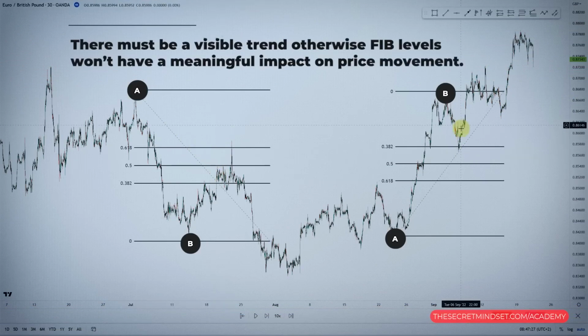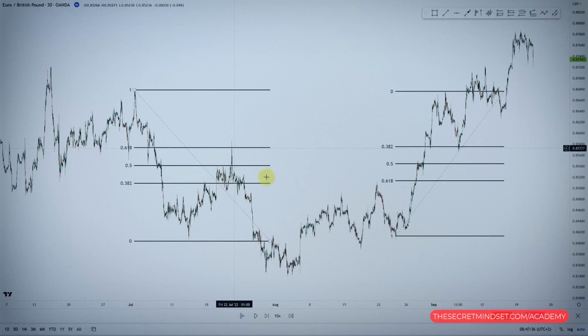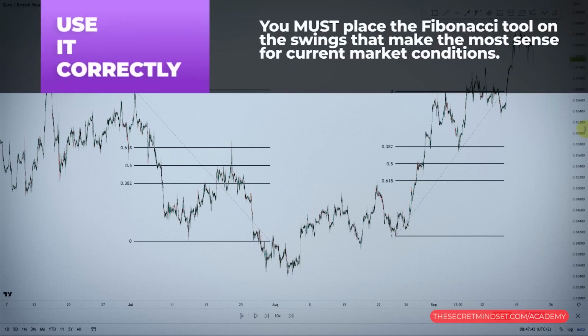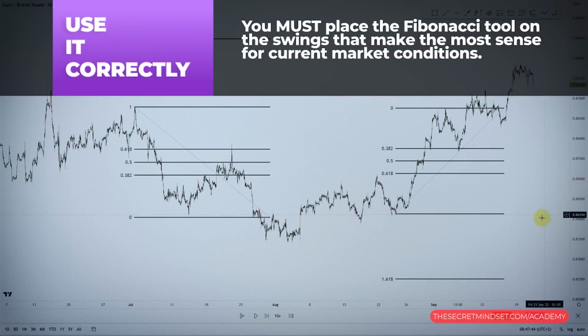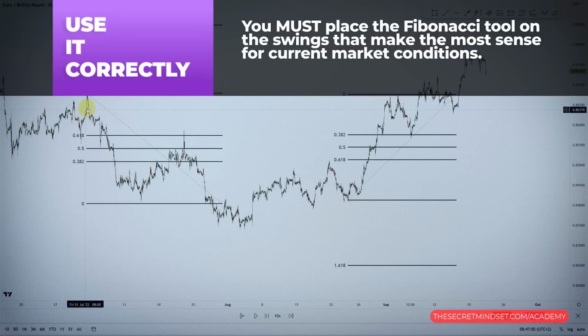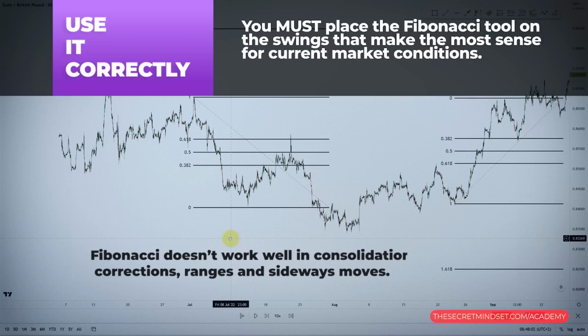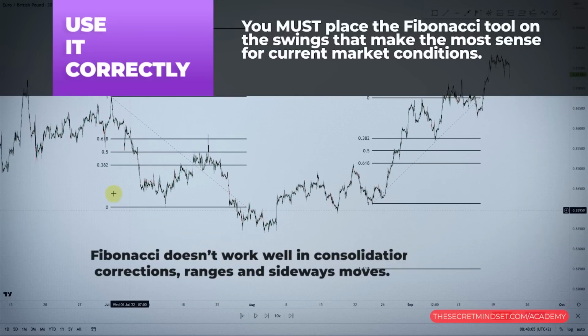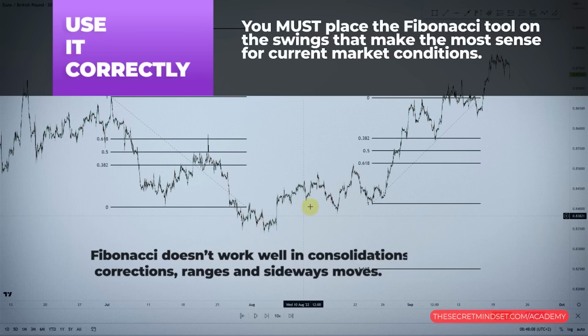Remember, there must be a visible trend, otherwise Fib levels won't have a meaningful impact on price movement. No matter how often you use Fibonacci, what's most important is to use it correctly, and choosing the correct price swing for placing your Fibs is one of the main problems when using it. Fibonacci is an effective method, but you must place it on the swings that make the most sense for the current market conditions. And remember the most important aspect when using Fibonacci, the presence of a trend. Fibonacci doesn't work well in consolidations, corrections, ranges, or sideways movements.